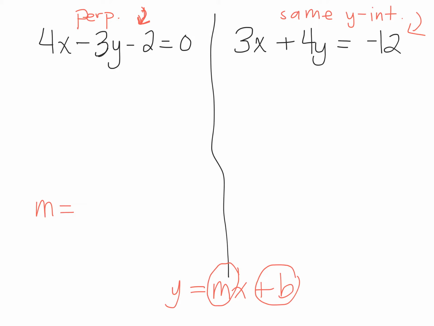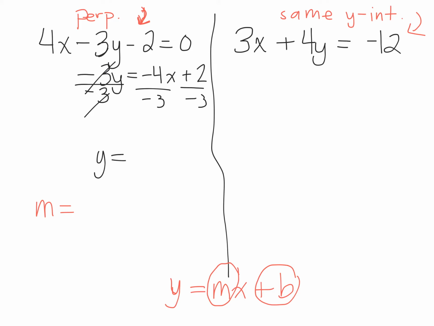Can you figure out the slope just by looking at the equation? No, it's not in slope-intercept form. So your first step is you have to rearrange this equation to isolate y. We need to put it in slope-intercept form. Negative 3y equals, what does positive 4x become? Negative 4x, and negative 2 becomes, so we have to divide everything by negative 3 because we're trying to isolate y.